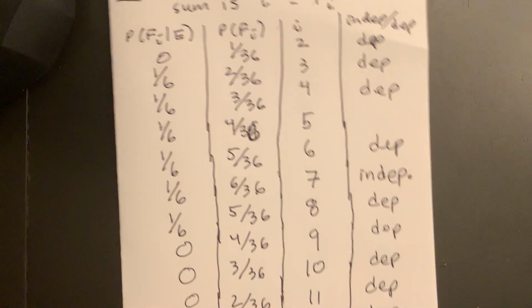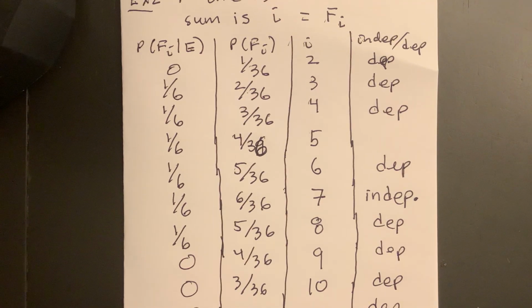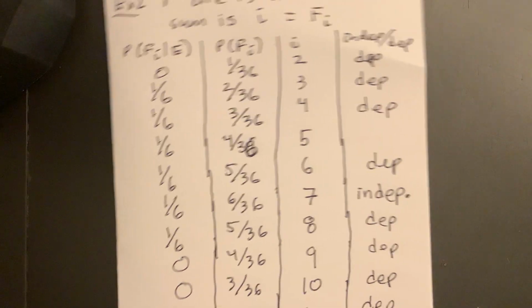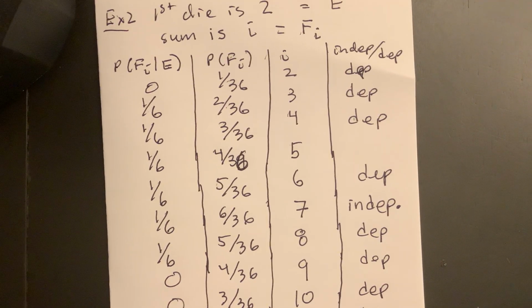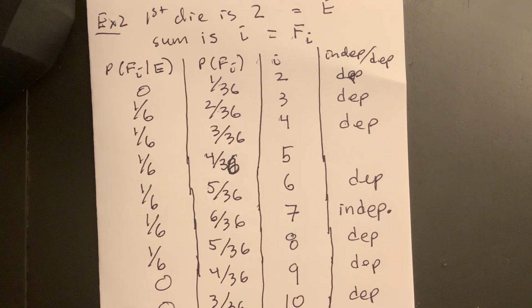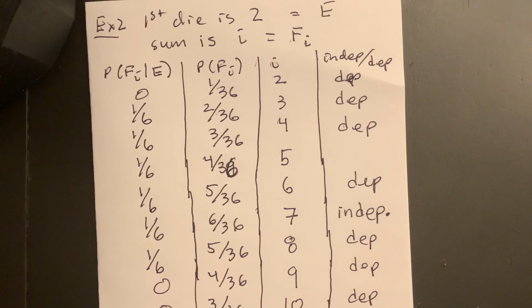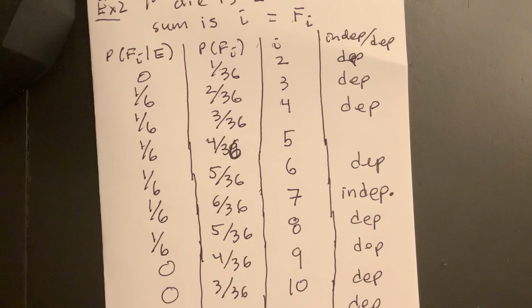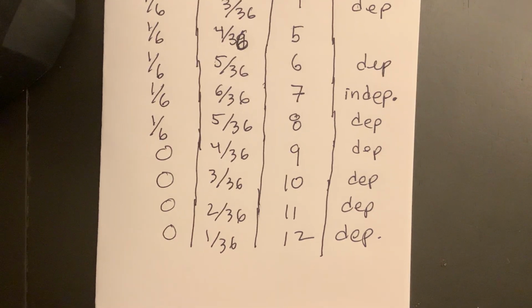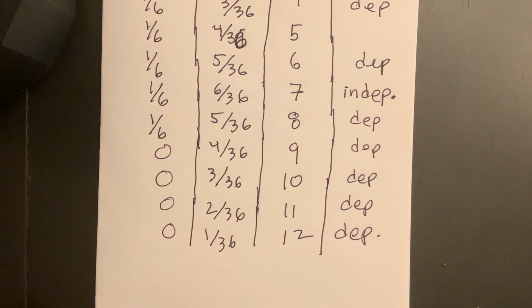Okay, so we found one where they're independent. The event that the sum is 7 and the event that the first die is 2 are independent. There are more. I'm going to stop and we'll start another video.